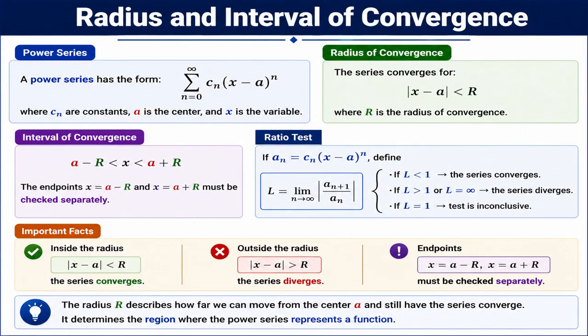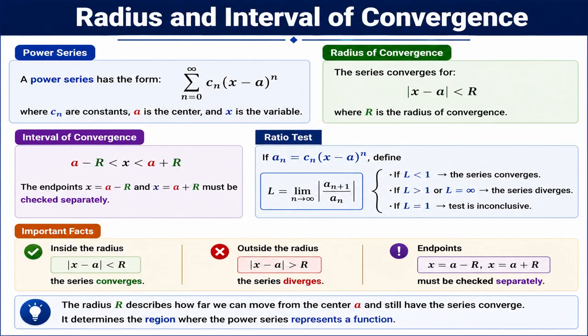The series converges when the distance from x to the center a is less than the radius r. This gives the interval of convergence. However, the endpoints are a special case. We must check them separately.